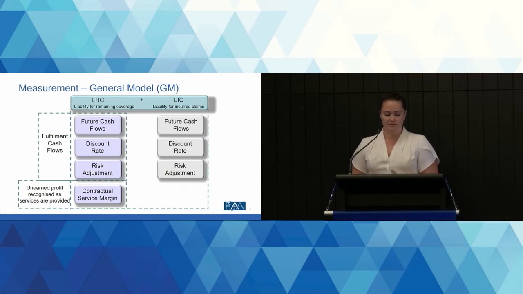It's not too dissimilar to margin on services, as I think a few people have mentioned today. There are some significant differences when you get into the detail, but conceptually it has the same sort of thinking behind it. So the core components of the general model are future cash flows, which includes your premiums, claims, benefits, expenses, your discount rate, which is used to generate the present value of these future cash flows, and then also a risk adjustment, which is applied to account for the uncertainty around the amount and the timing of those future cash flows.